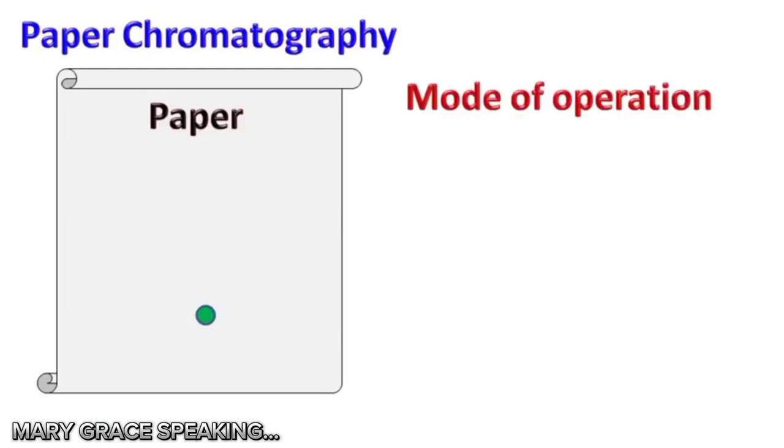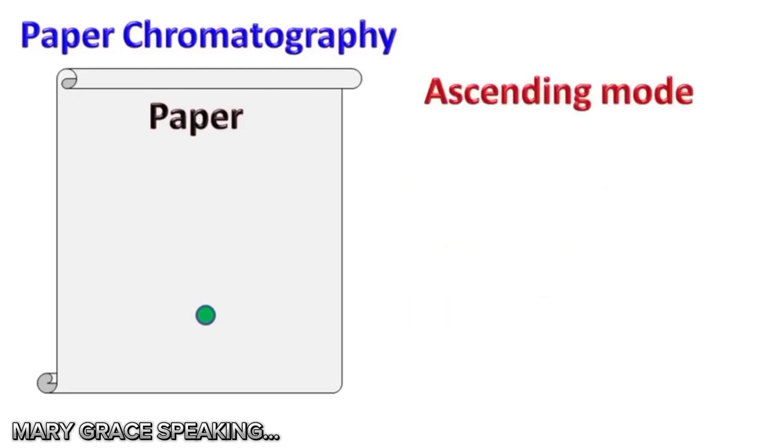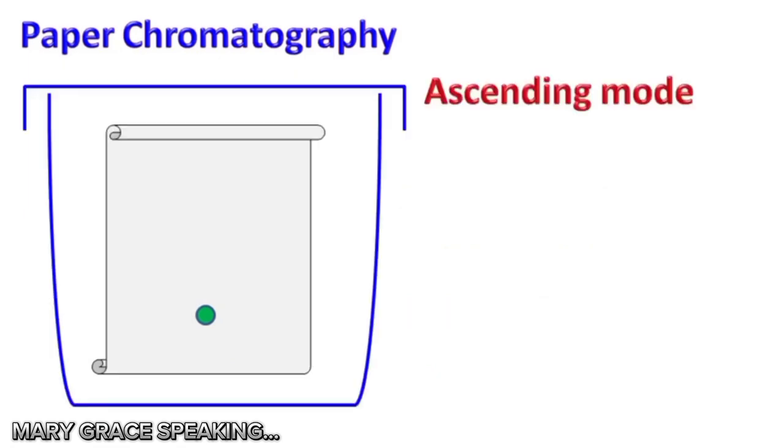Once the sample is applied, the chromatography can be carried out in different modes. The mode of operation of paper chromatography can be ascending mode, descending mode, radial mode, and two-dimensional mode. Let us first start with the ascending mode.